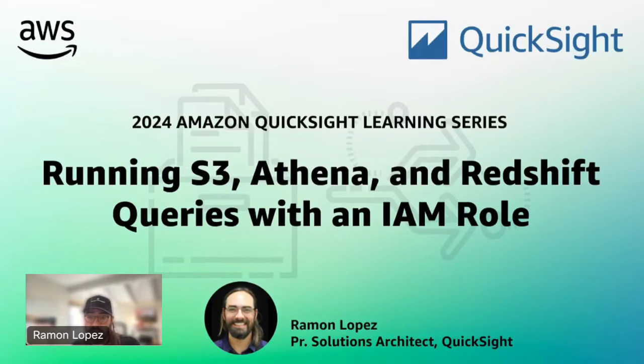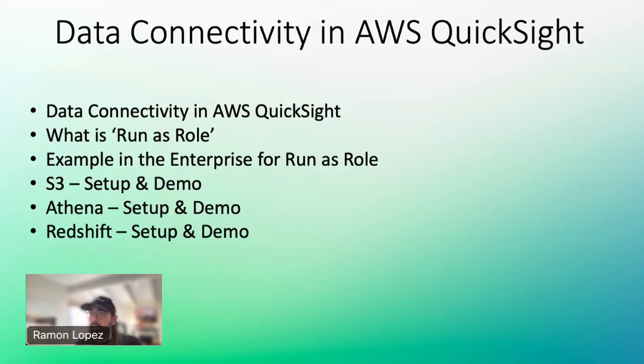So a little bit about our agenda. We're going to start off by talking about high-level data connectivity in QuickSight. What do we do? What can we do? And how do we do it? We're going to talk about the run as role capability, which is the star of today's session. We're going to understand what run as role means and how it can help us.